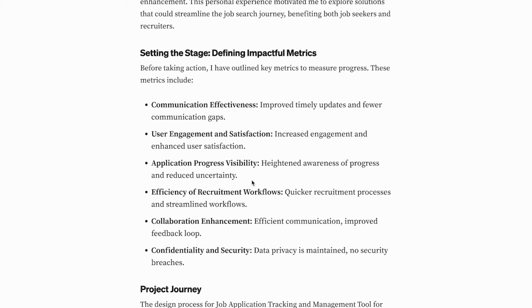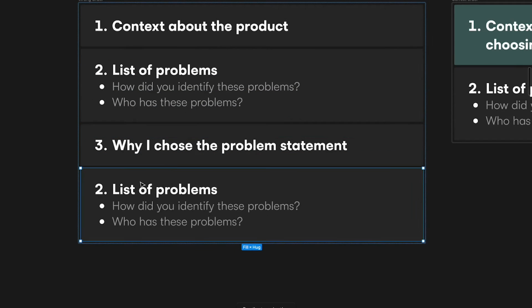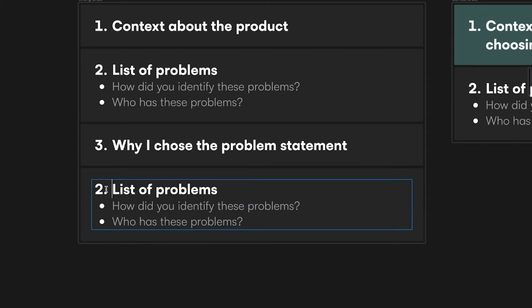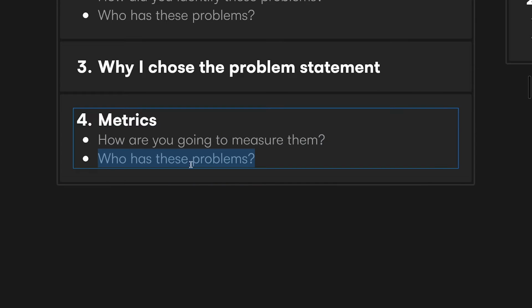All right. So I'm going to come back to Figma and document this as well. So I'm going to come over here and bring this down. So I'm going to make this number 4. Okay. So this is going to be metrics. Okay. And now 2 questions I have. How are you going to measure them? And the question is, why did you choose these metrics?